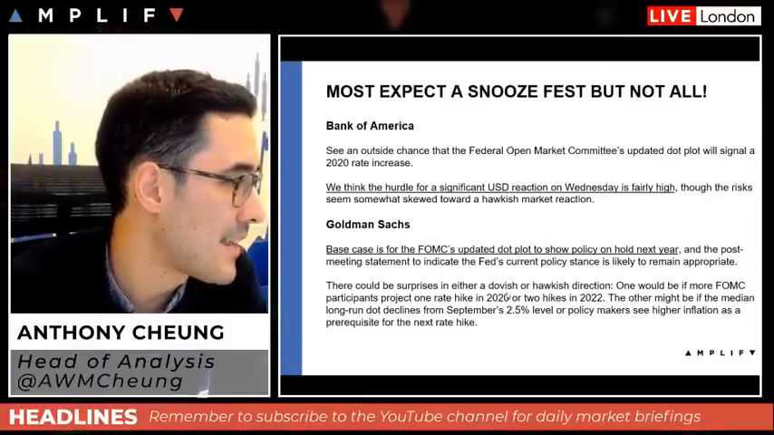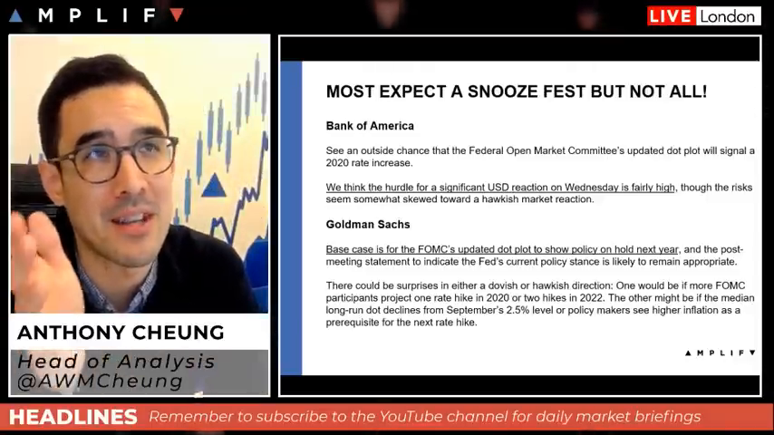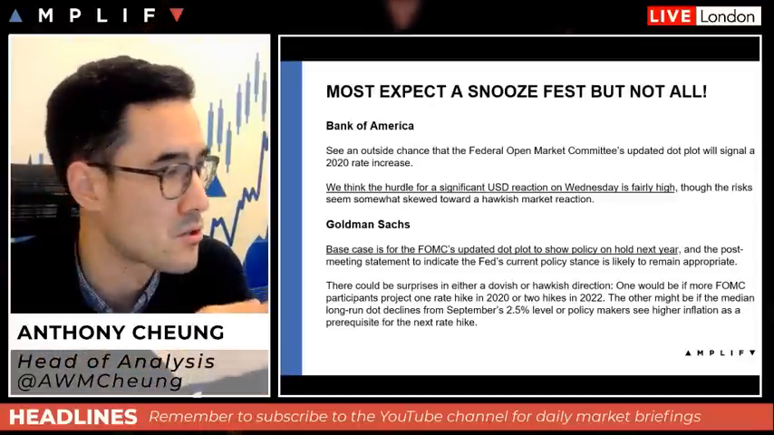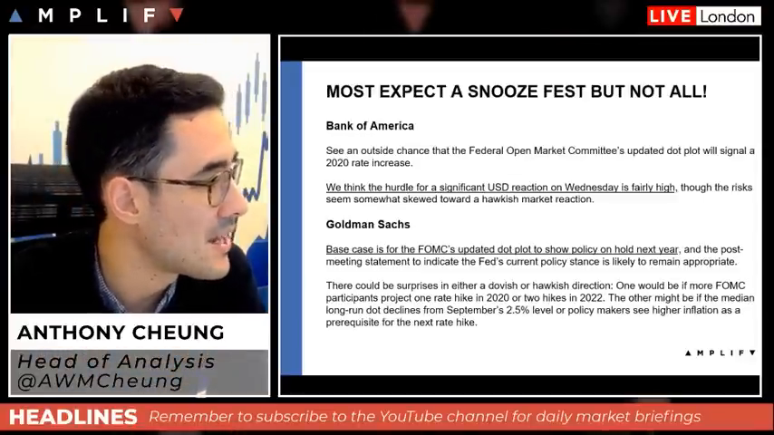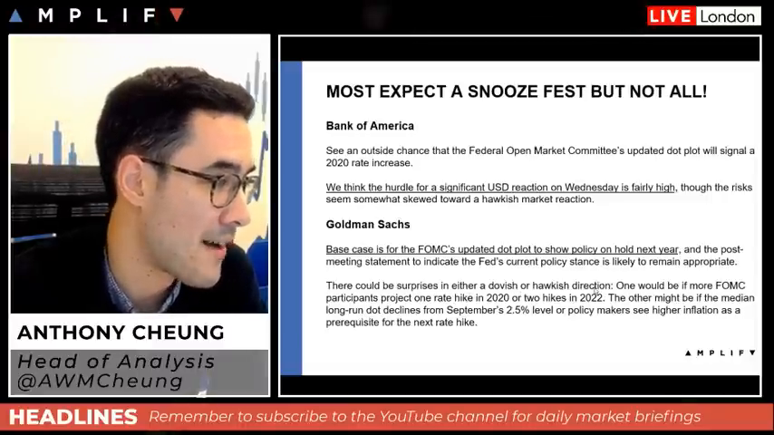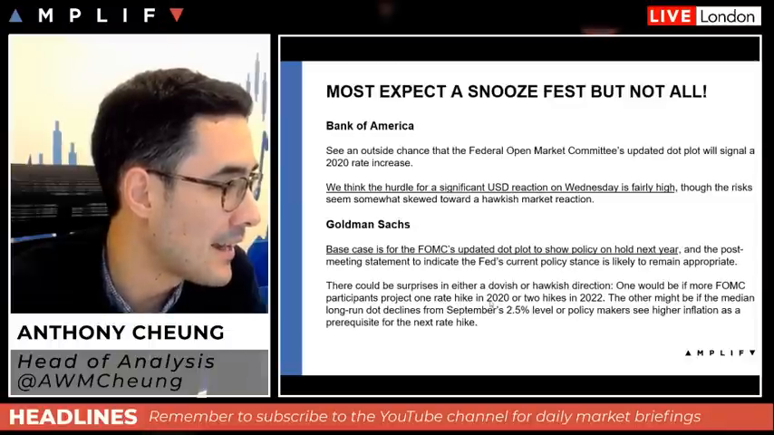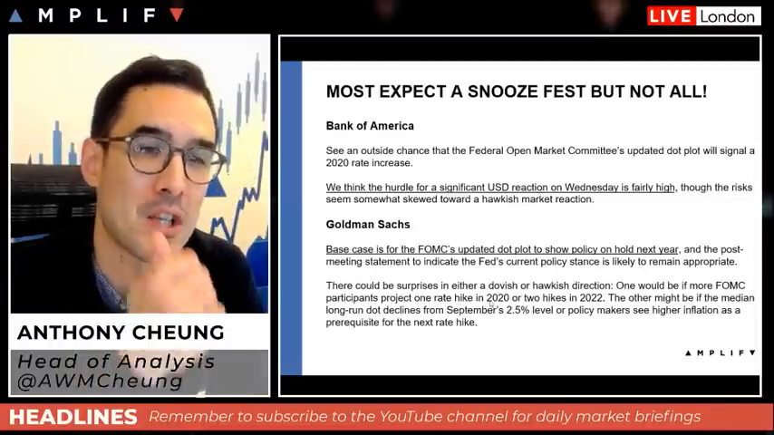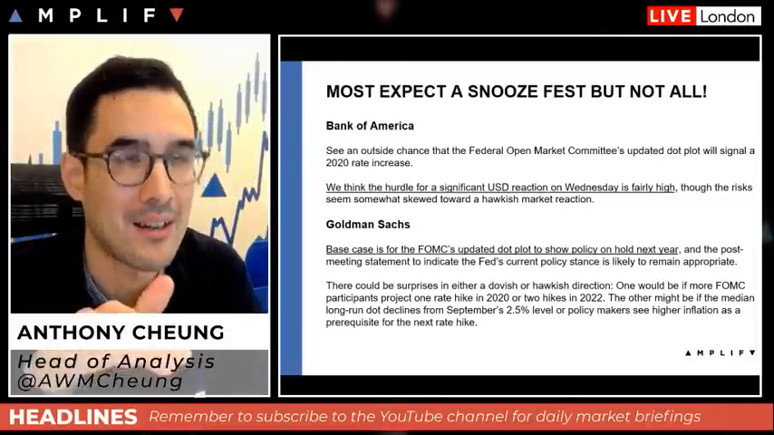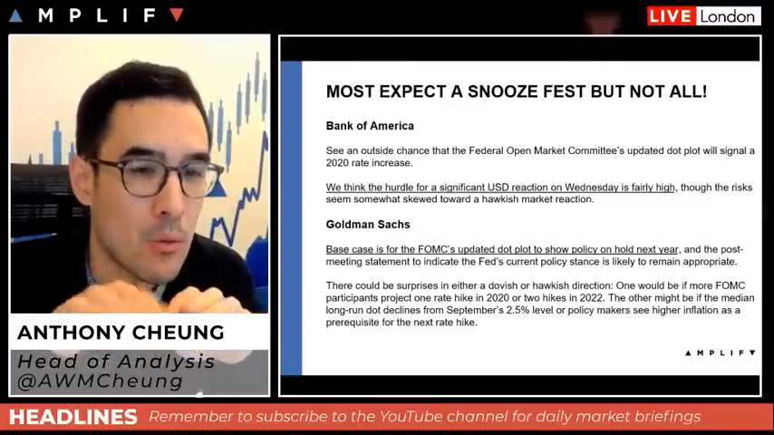Goldman's, they've said the base case is for the FOMC updated dot plot to show policy on hold next year. So that would be in keeping with the current market's perception, as we just saw with the federal funds rate. They do say, though, that there could be surprises in either a dovish or hawkish direction. One would be if the FOMC participants project one more rate hike. So remember, their base case is that the dot plots will remain flat, i.e. rates unchanged in 2020. A hawkish surprise would be one rate hike.